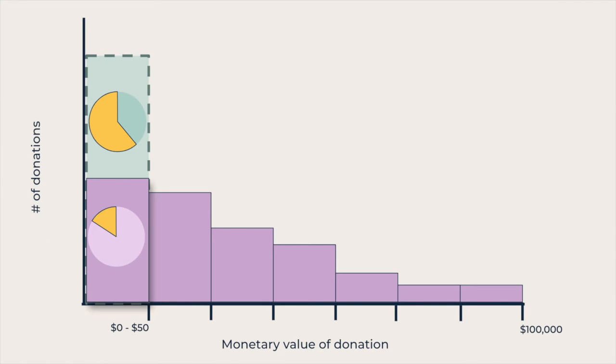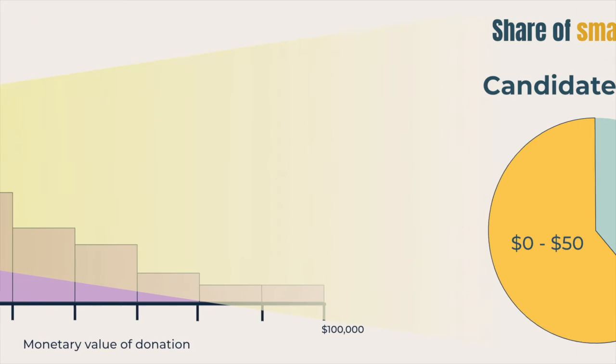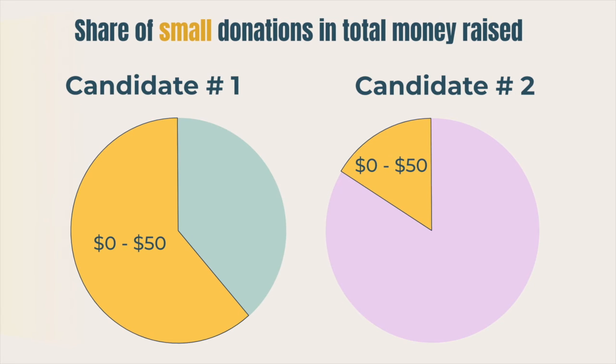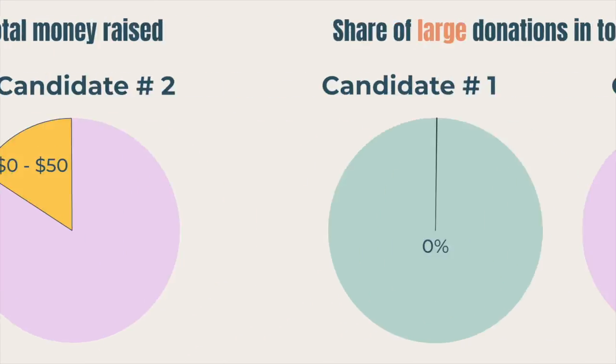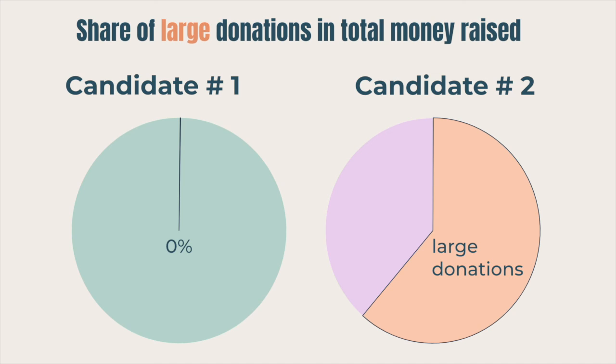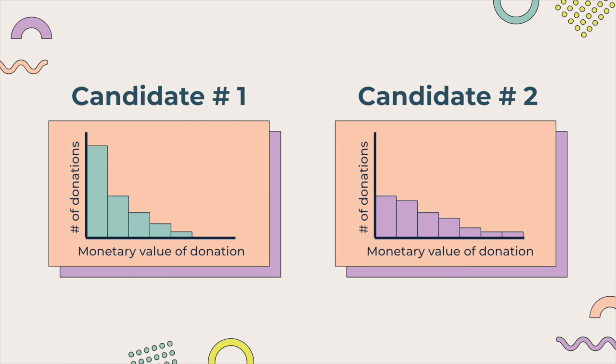Now let's see how much small donations contributed towards the total amount of money the candidates raised. Candidate 1 got most of their donations from people who donated the smallest amounts. They are most likely regular citizens. In comparison, candidate 2 had a much smaller share of donations from lower income individuals, but had most of the money come from wealthy donors or large corporations. Now we have more insight about which group each candidate represents.